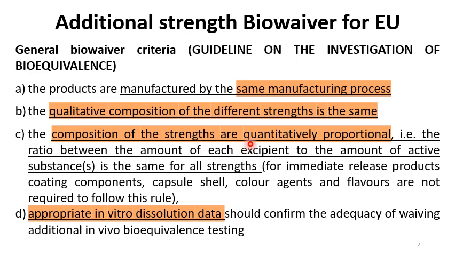Then the composition of the strengths are quantitatively proportional. That is, the ratio between the amount of each excipient to the amount of active substance or substances is the same for all the strengths. This simply means the requirement of compositional similarity. Here they have also mentioned that for immediate release products, coating components, if the tablet is film coated, or the capsule shell, then coloring agents and flavoring agents are not required to follow this rule. That means the capsule shell or coating components may be a little bit different in quantity and quality.